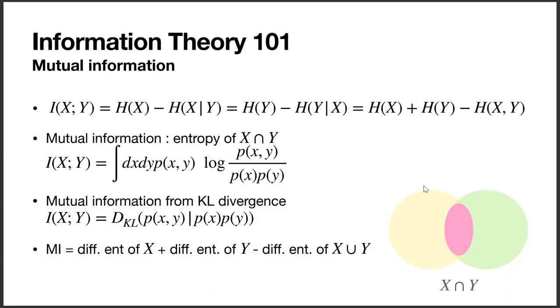If you write down the expression using the original definition, then this mutual information is written in terms of the joint PDF over the product of the individual ones. You can view this as a conditional PDF: P(x,y) over P(x) is P(x given y), P(y given x), and then this is P(y). Therefore, this is the same as the conditional entropy minus the entropy of Y. So you can easily see the expression in terms of the PDF.